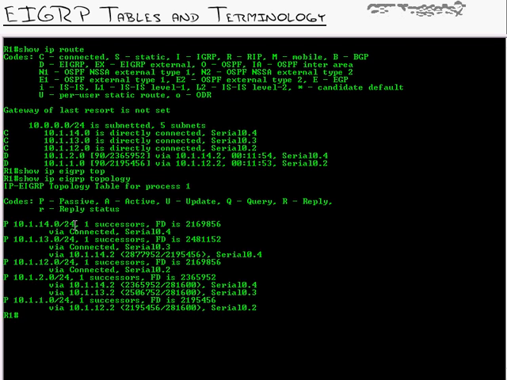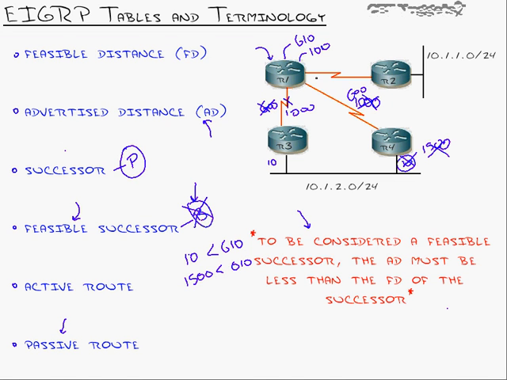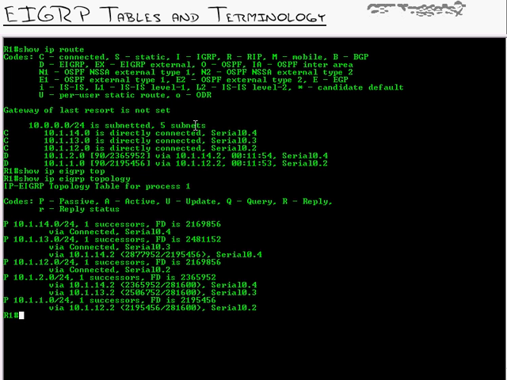Now you can see that I have 10.1.14, 13, and 12, which are actually the WAN links. The connection between 1 and 2 is 12, 1 and 4 is 14, and 1 and 3 is 13. So these are something EIGRP knows about. You can see right here, 1 successor, meaning 1 primary route, and that's all we've got. And they're directly connected. You can see connected, connected.